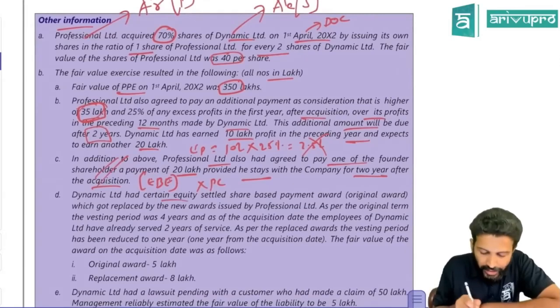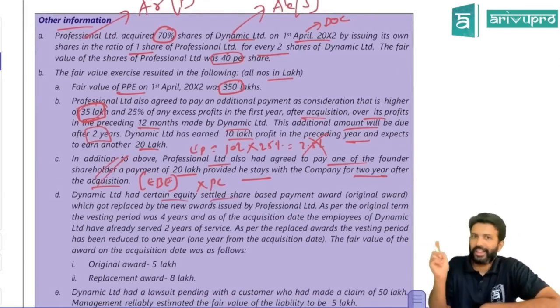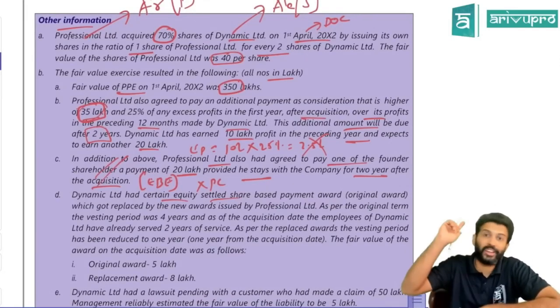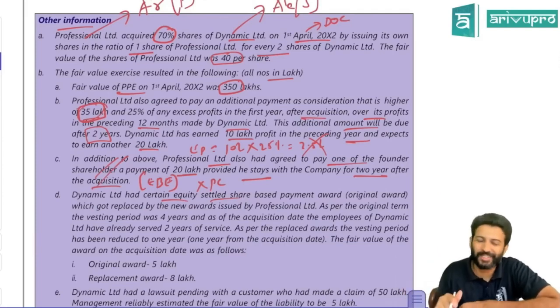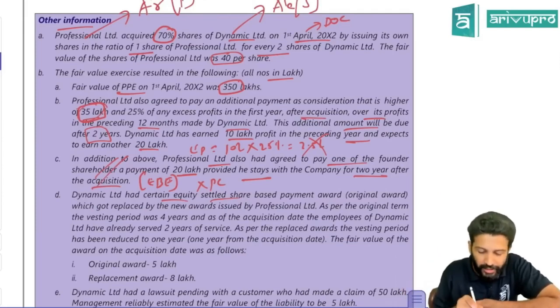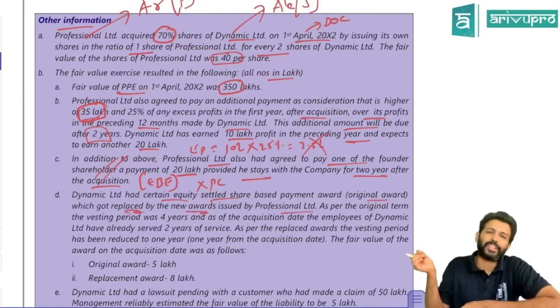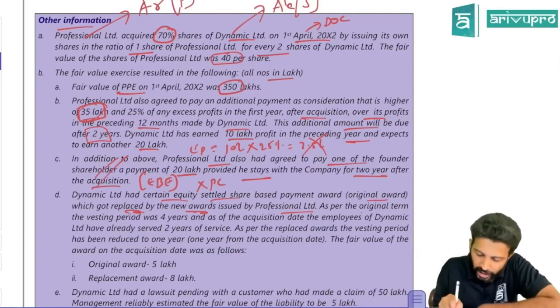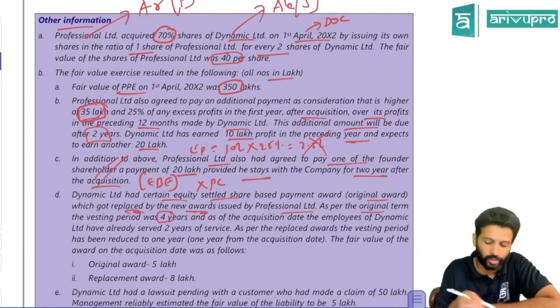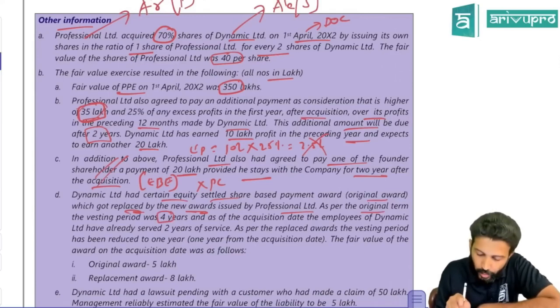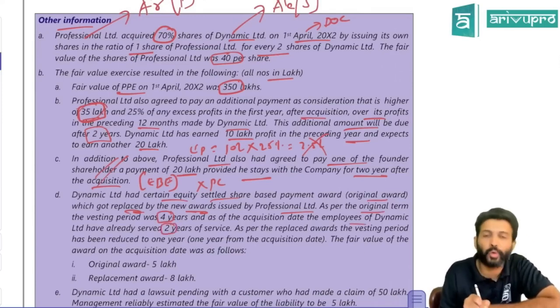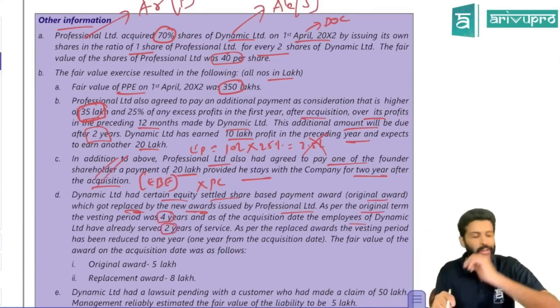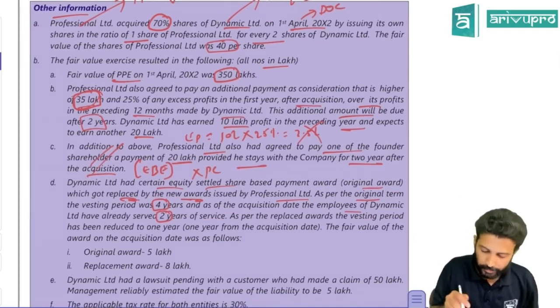Next, Dynamic had a certain equity settled plan. So the subsidiary has some equity settled plan outstanding. We already saw this, share-based plan exchange. Okay. Dynamic had a certain equity settled plan award, the original award, which got replaced by new awards by the professional. So the subsidiary's share-based plan, the parent is replacing it with their awards. So it is a replacement scheme. As per the original term, the vesting period was 4 years. As of the acquisition date, employees of Dynamic have already served 2 years. Original vesting period was 4, and 2 years are already completed.